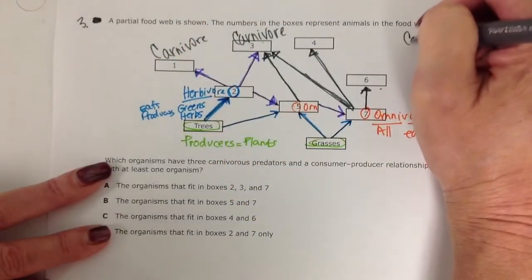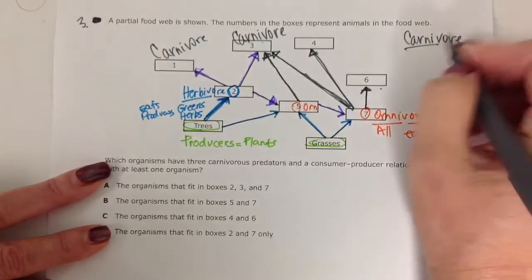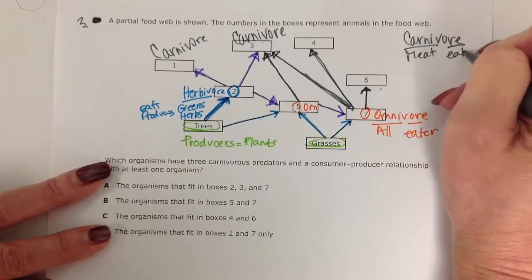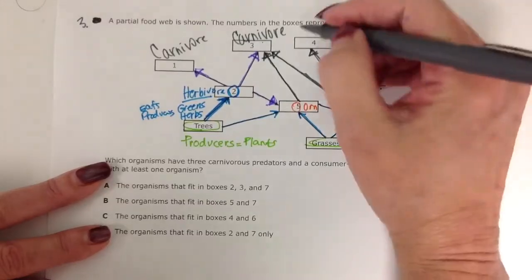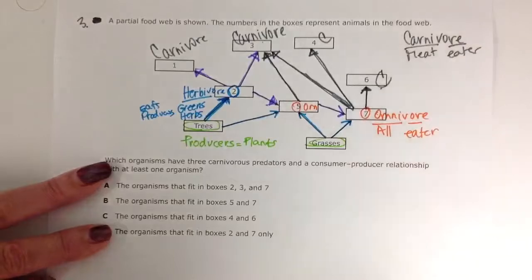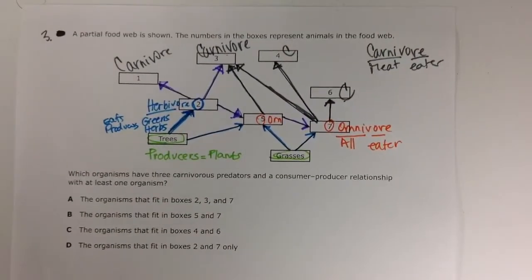Now carnivores, if you know Spanish, carne means meat, so it's a meat eater. So this one here, number 4, yes, is also a carnivore, and number 6 as well. So we have a variety of different types of consumers in this food web. So let's see what they want to know from us.